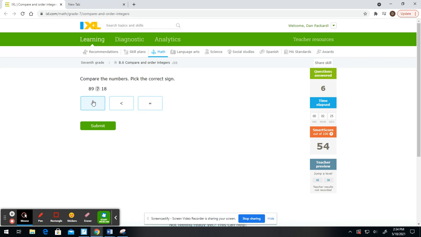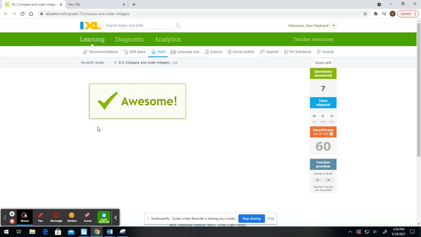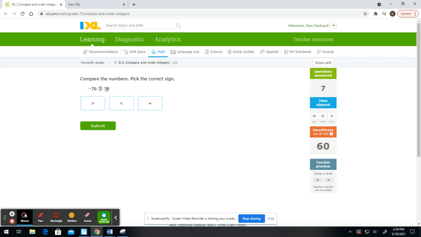Okay, 18 is obviously smaller than 89, so 89 is greater than 18. A positive and a negative, the negative will always be smaller, so arrow points to the smaller number. Remember, that's if we replace this here with that question mark.